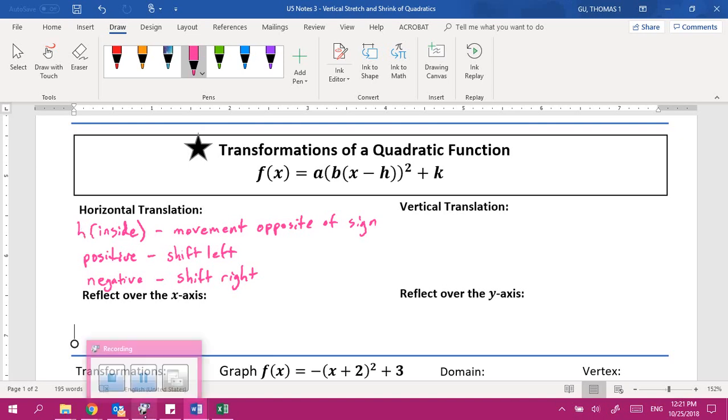Okay, for vertical translation, which letter indicates vertical translation here? k. k, that's right. And k is on the outside. So that k is usually tagged on at the end, but the important thing is that it's on the outside of the parentheses. So sometimes they put it at the beginning. Okay, so if k is positive, shift up, that's right. And if k is negative, down, that is right.